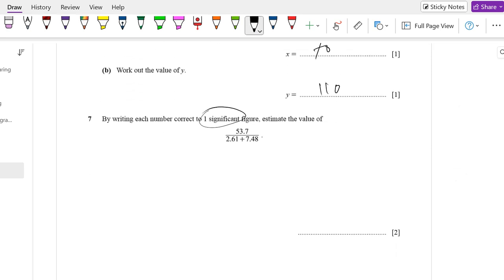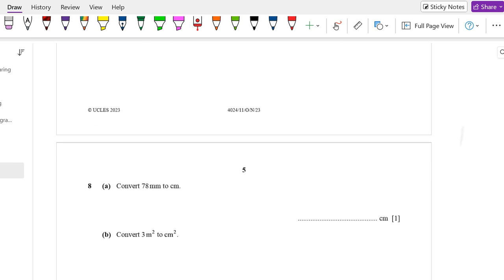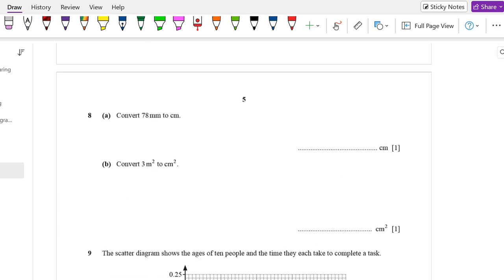One significant figure, so 53, 7, 5 would be the answer. Divide by 10, 7.8. 1 meter is 100 centimeter, so 1 meter square would be 30,000.